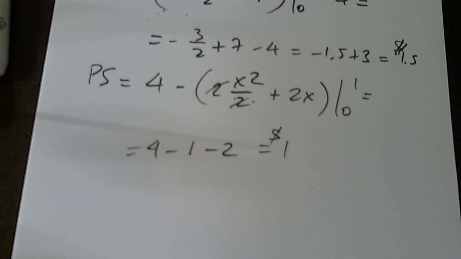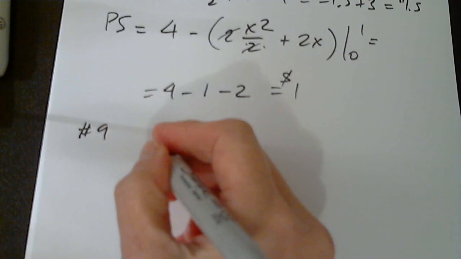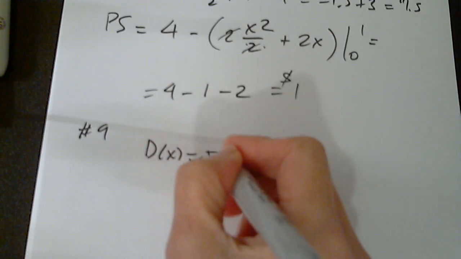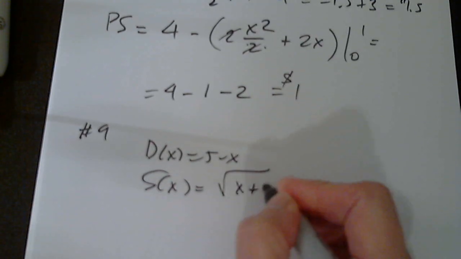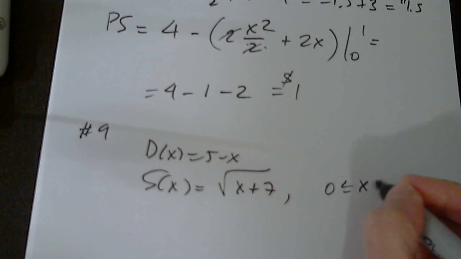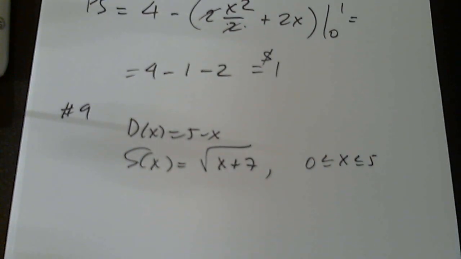Okay, I will choose 9. We have d of x equals 5 minus x, and s of x equals the square root of x plus 7. They're telling us to only look for x between 0 and 5 units. So 5 minus x and the square root of x plus 7. Okay, so the same question. We're asked to find the equilibrium point, and then the consumer surplus and the producer surplus at the equilibrium point.